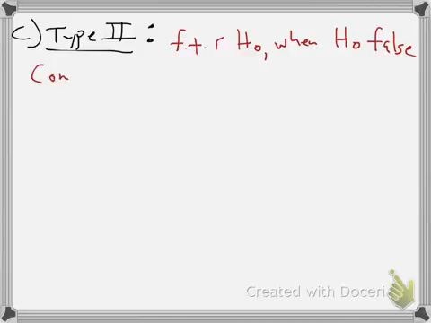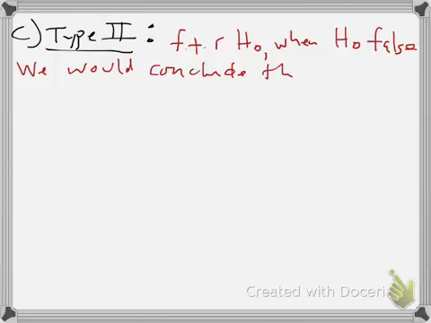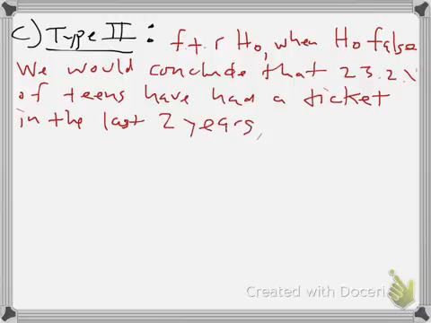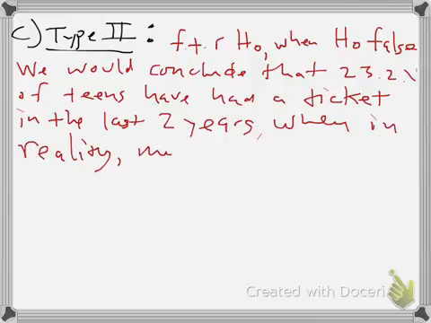So a type 2 error would be, we would conclude, I should write a complete sentence there. We would conclude that 23.2% of teens have had a ticket, I'm just going to call it a ticket, in the last 2 years, when what? When in reality, more than 23.2% of teens had tickets.